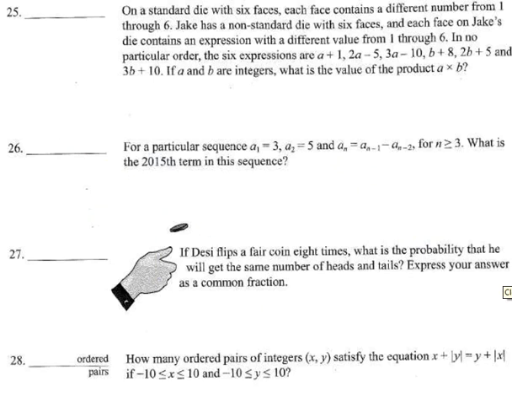Desi flips a fair coin 8 times. What is the probability that you'll get the same number of heads and tails? Express your answer as a common fraction.